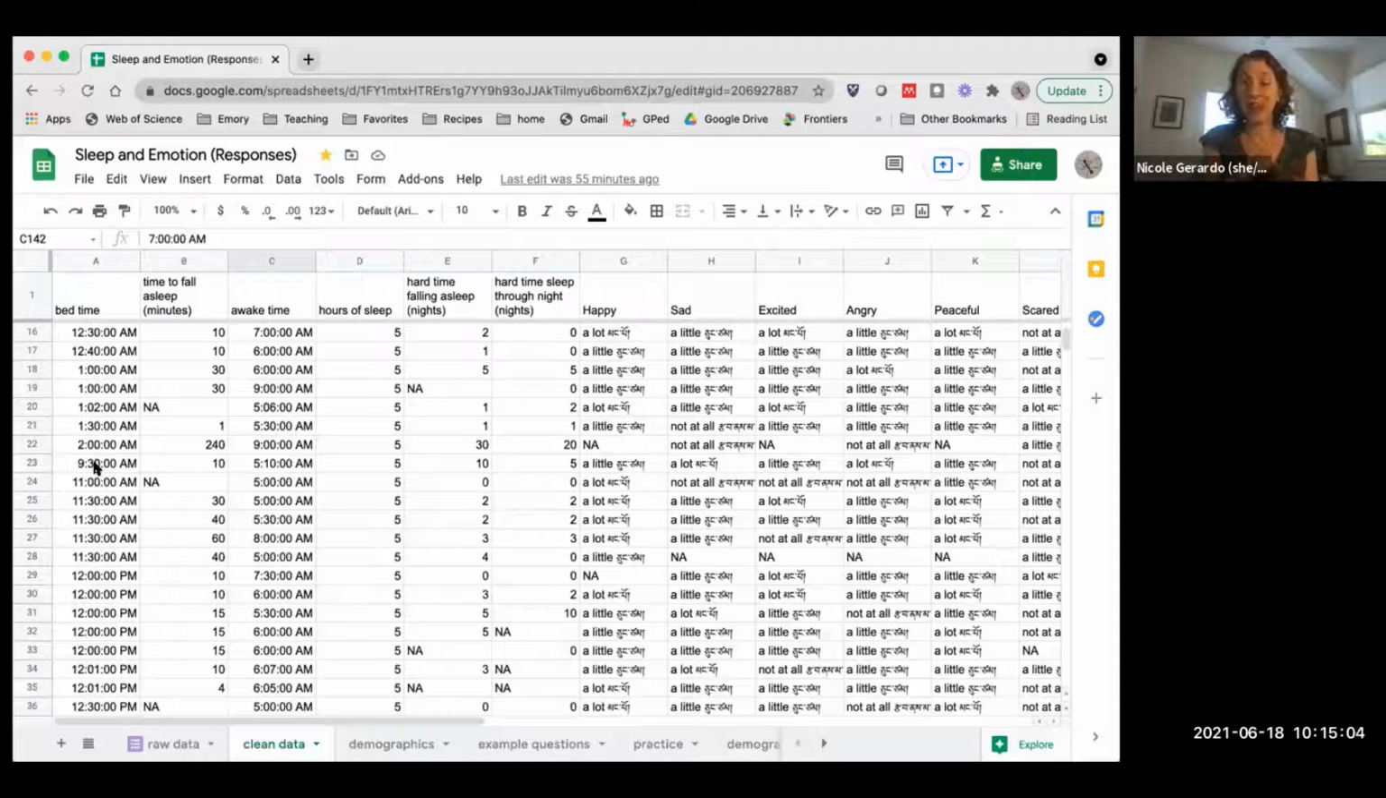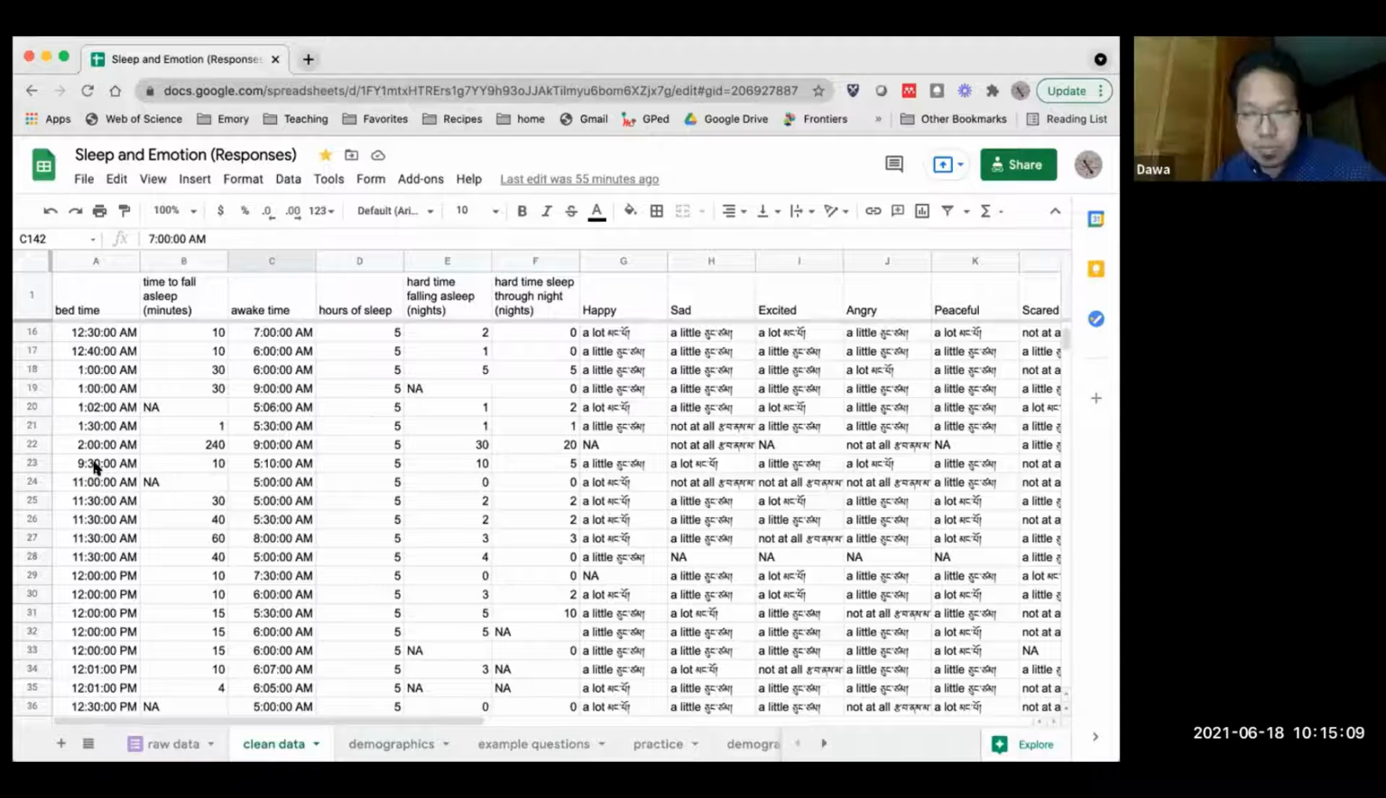That being said, there's a lot of data here, and science is always messy.